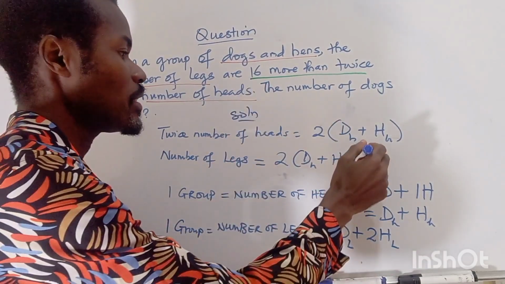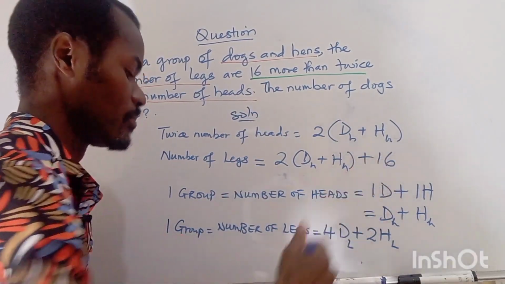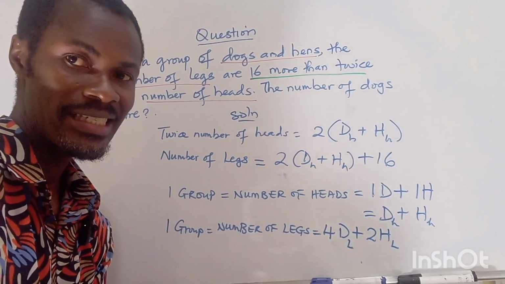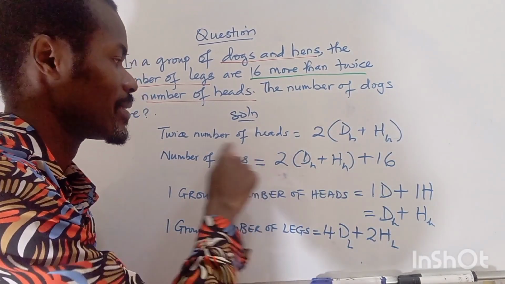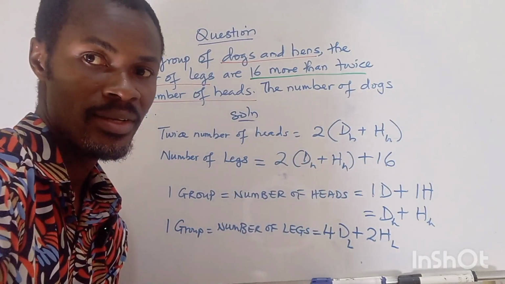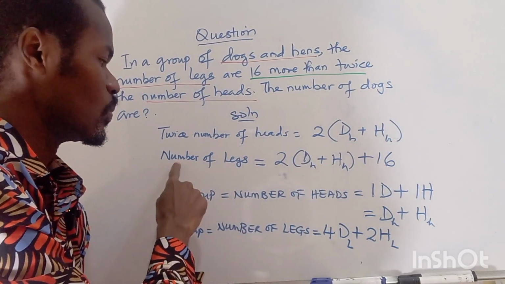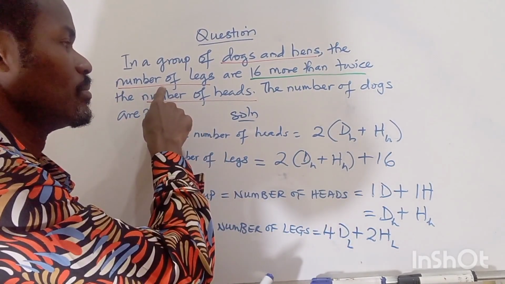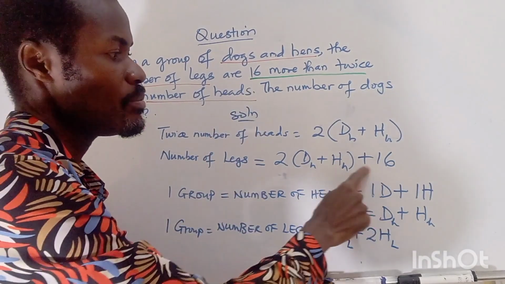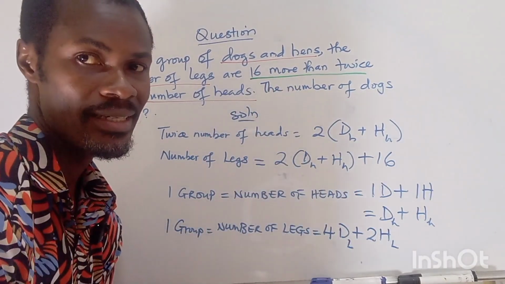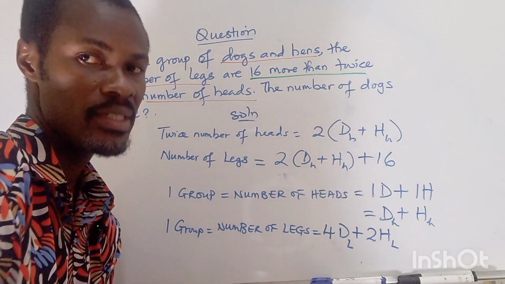So 16 more means plus what? 16. So is 16 more than twice the number of what? Heads. All right, so this is twice the number of heads, which is this. So now the number of legs is 16 more. 16 more means we are going to what? Add 16 to twice of this.